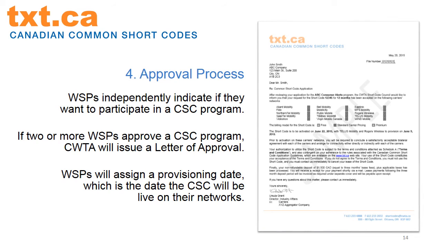Wireless service providers independently indicate if they want to participate in a common shortcode program. If 2 or more wireless service providers approve a common shortcode program, CWTA will issue a letter of approval. Wireless service providers will assign a provisioning date, which is the date the common shortcode will be live on their networks.